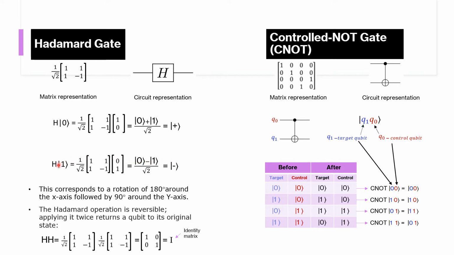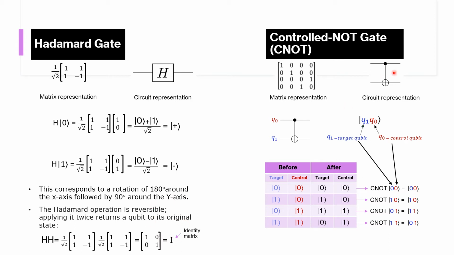This means that when the qubit is measured, it will collapse to either state 0 or state 1 with equal probability. Hadamard gate is reversible. If we apply Hadamard gate twice to a qubit state, we will get the original state.